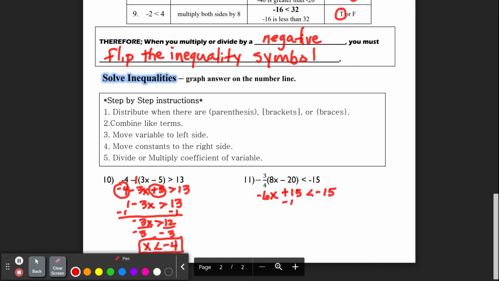Then we're going to subtract 15 from both sides. So we have negative 6x is less than negative 30. And we're going to divide both sides by negative 6. So when you divide by a negative, you're going to flip the inequality symbol. Negative 30 divided by negative 6 is positive 5. And that's it.